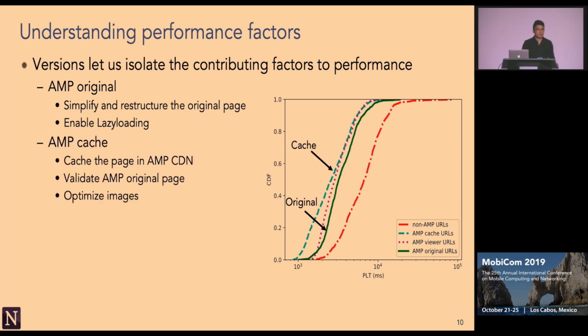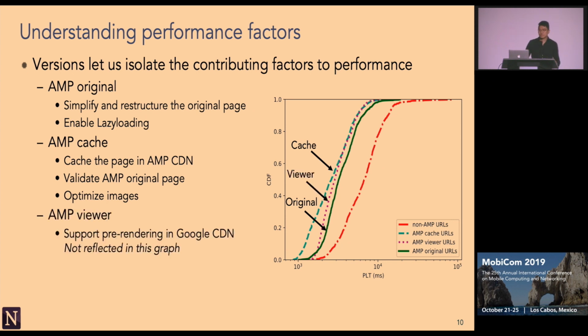The second thing is the AMP cache. The AMP cache primarily does three jobs in terms of performance. The first thing is caching. It caches the AMP original page in its globally distributed, dedicated CDN. The second thing is validation. This validation is important because if the validation fails, the page will not be served to the user. It guarantees the user will always see perfectly performing AMP pages.